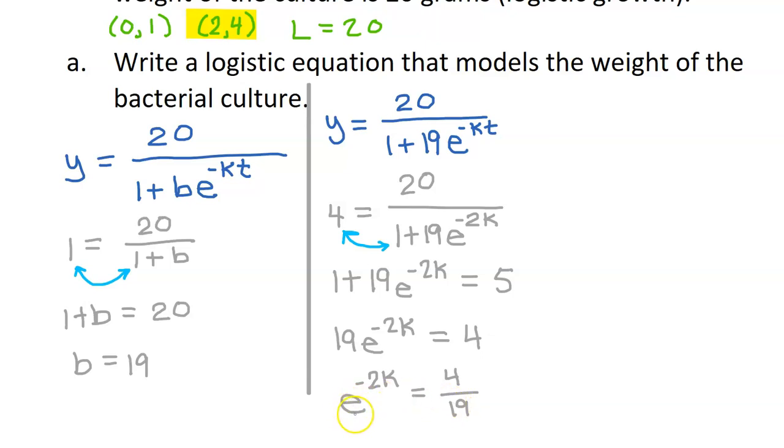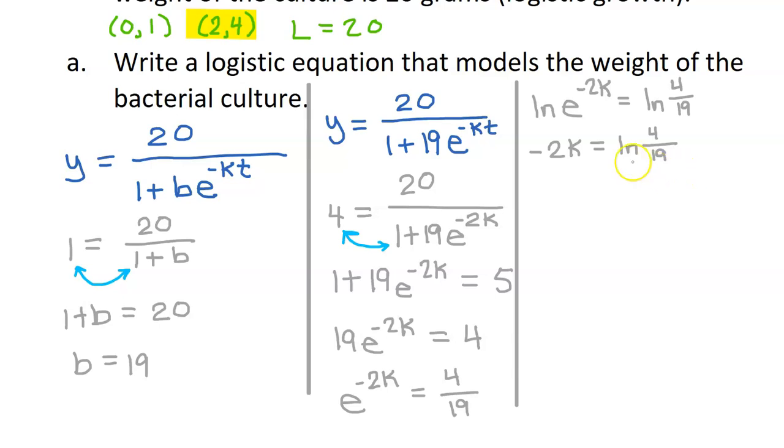We need to get rid of this base e, and we can do that by taking the natural log of both sides of the equation. For a brief moment we have this, but the natural log and the base e cancel each other out, so we will be left with negative 2k on the left side of the equation. So now we have this. Let's divide both sides by negative 2. So k equals natural log 4 over 19 divided by negative 2, which is the same as negative 1/2 natural log 4 over 19.